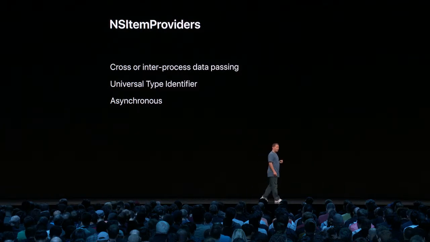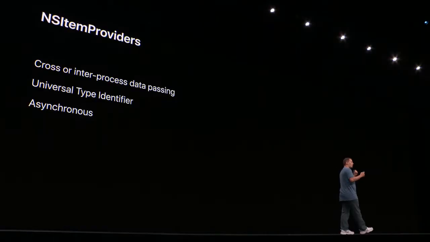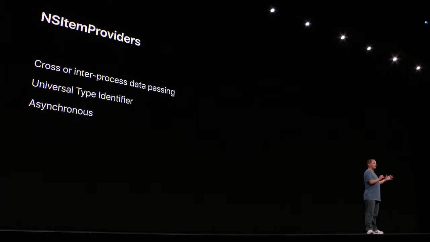And remember, earlier on in the demo, I made a point to say that we needed to have data change on the main thread. And item providers are asynchronous. So when you do get data from an item provider, you'll need to make sure that you actually change the data or have your publisher emit on the main thread.